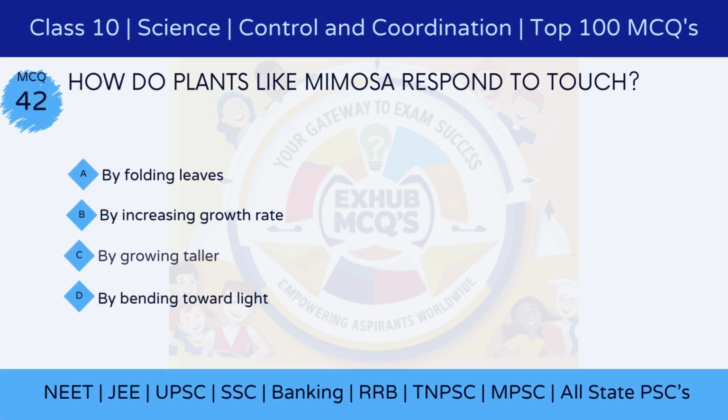MCQ 42. How do plants like mimosa respond to touch? Option A, by folding leaves. Option B, by increasing growth rate. Option C, by growing taller. Option D, by bending toward light.